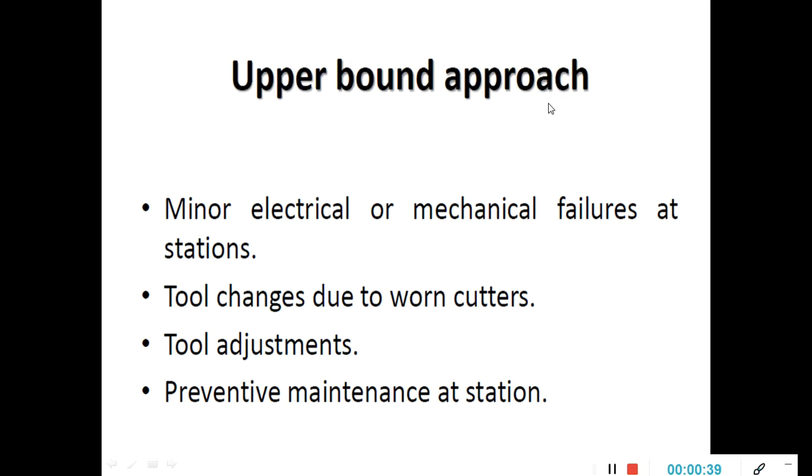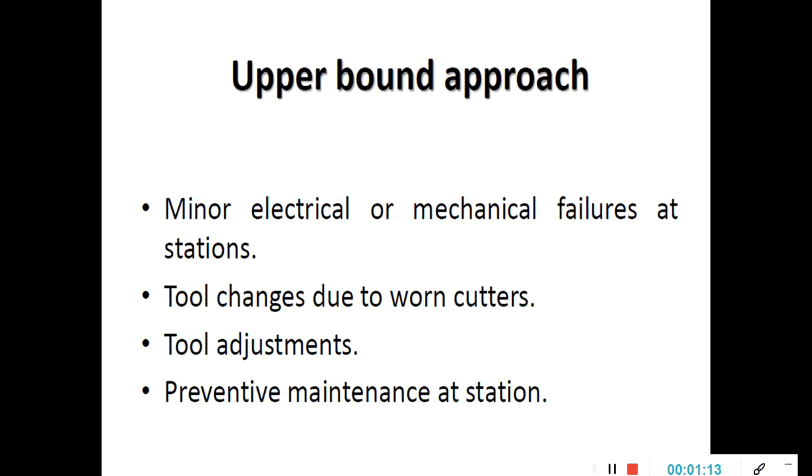See, in the upper bound approach, we assume that the work part is not going to be removed from the workstation during the breakdown. Try to understand. In the upper bound approach, we assume that the work part is not going to be removed from the workstation during the breakdown. It means that the breakdown is not at all because of the work part.